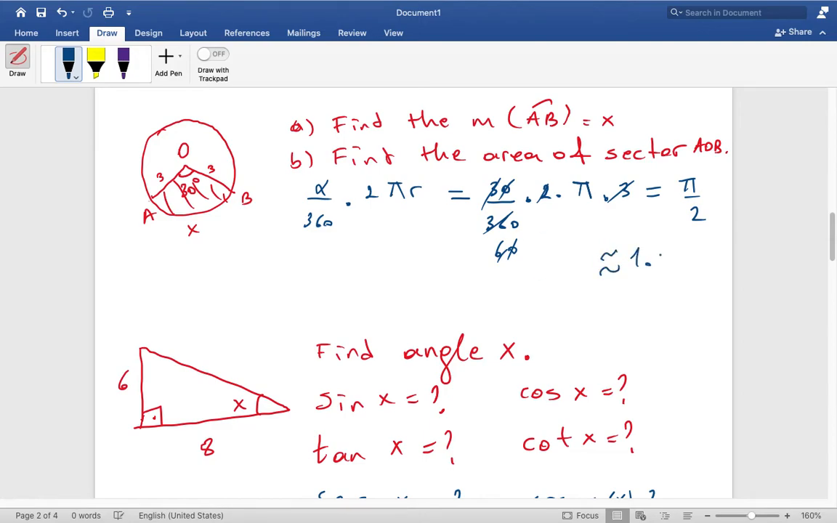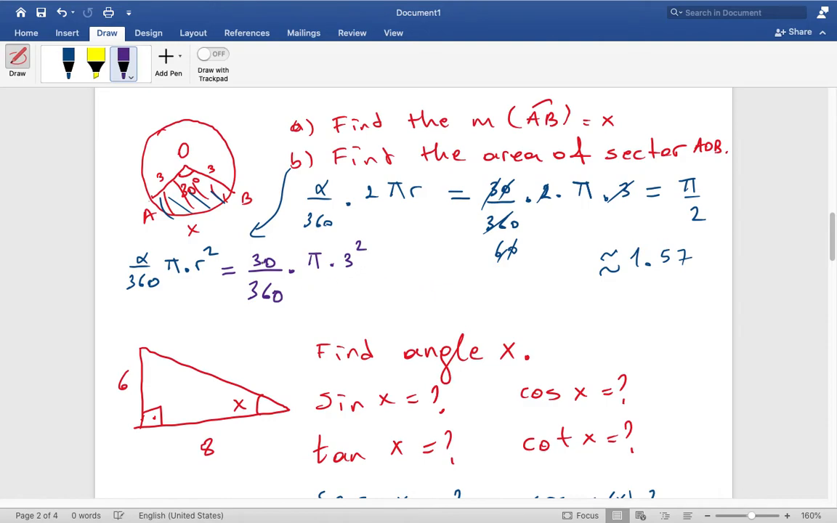So approximately 1.57, I can say. What about for part B, the area? For the area of this, alpha over 360 times pi times r squared. So what should I say? I can say that 30 degrees central angle divided by 360 times pi times r squared, which is 3 squared.